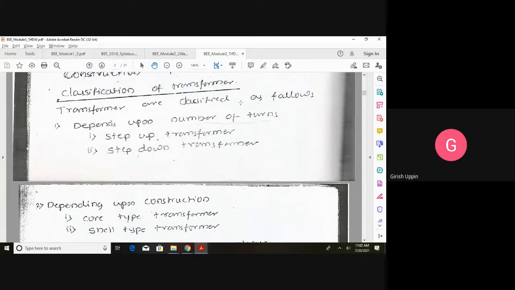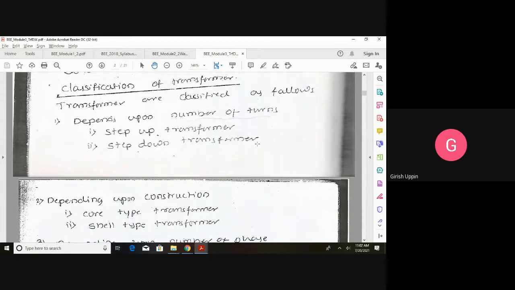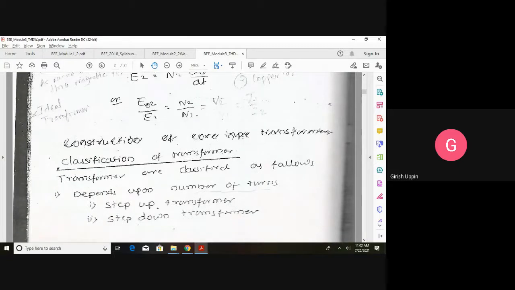Classification of the transformer. Transformers are classified based on different categories. One is the number of turns. Depending upon the number of turns, we can have either a step up transformer or a step down transformer. Now, a step up transformer is what? If this ratio E2 by E1 is greater than 1, that is a step up transformer. If E2 is greater than E1, let us say there is 1000 volt on the primary side and 2000 volt on the secondary side, that is a step up transformer. So this would be 2000 divided by 1000, that is the ratio is greater than 1.